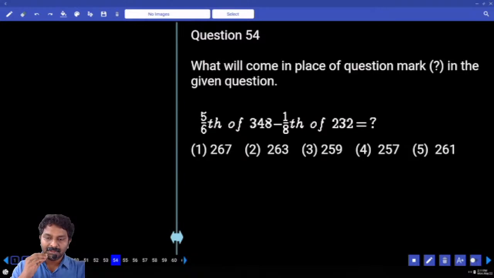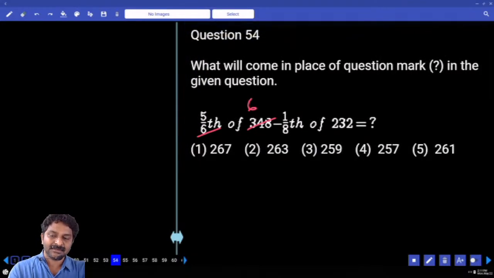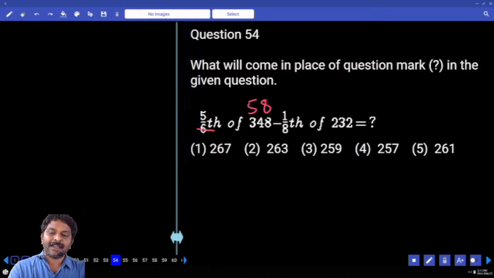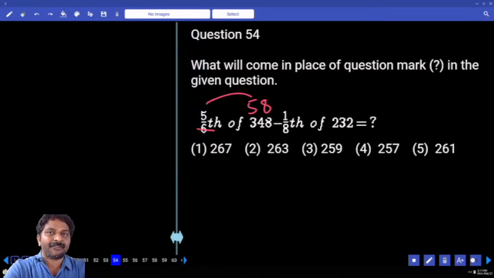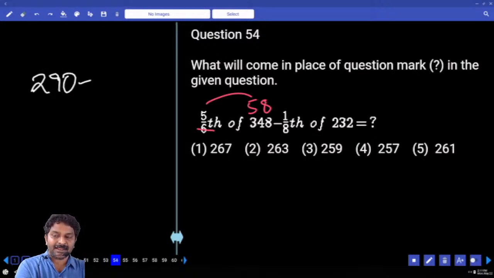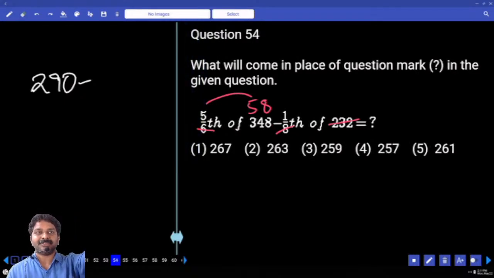Okay, we have to calculate this. 5 times 58 is 10 times 58 halved: 10 times 58 is 580, half is 290. Then 290 minus 8. 8 three times... wait a minute, 8 thirty times? Right away I will stop the class and then go.